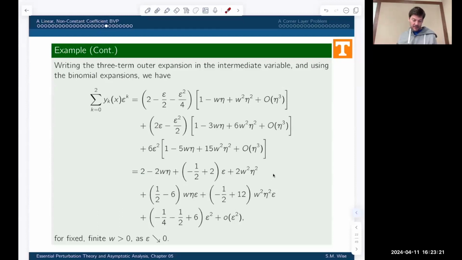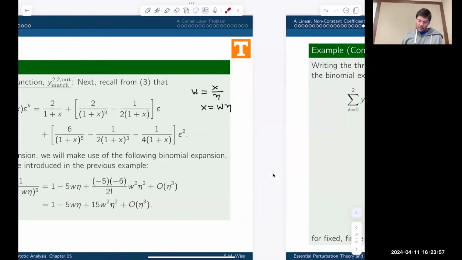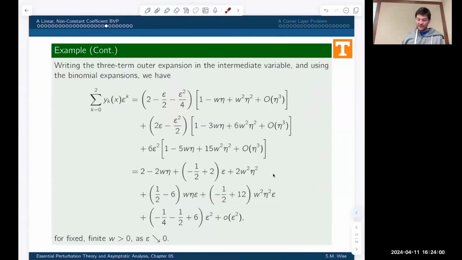Now you just do your replacements. Everywhere I see X, I have to replace it, and I've got to remind myself what's going on here. I need to work forward rather than backwards. So here's my original way of defining W, and so X is going to be W eta. Which I guess is why I did this expansion here in particular. So all I'm doing is replacing every instance of X with W eta, and then I'm going to start expanding.